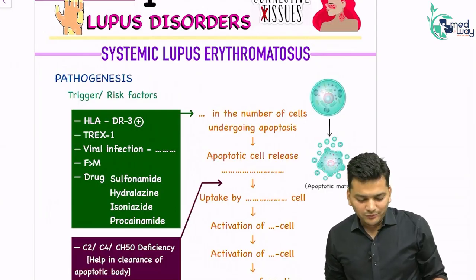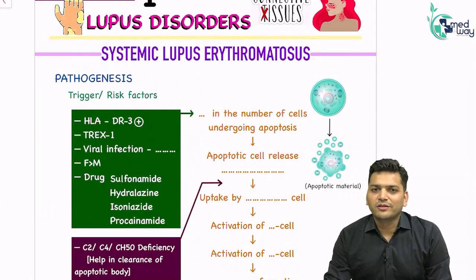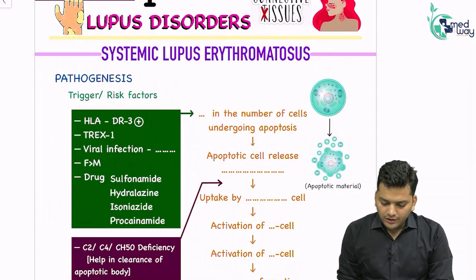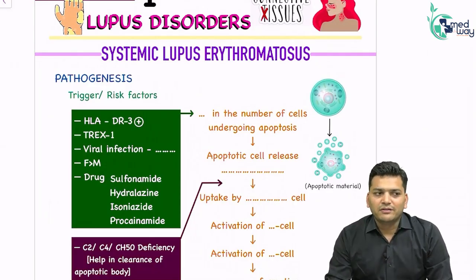Welcome. Now we will discuss the first chapter in connective tissue disorders, that is systemic lupus erythematosus, SLE. In rheumatology, this is one of the very important topics among all the topics. Plus, you will have a discussion about SLE in other subjects also, such as pathology, and sometimes even in pharmacology, because there are some drugs which lead to SLE.